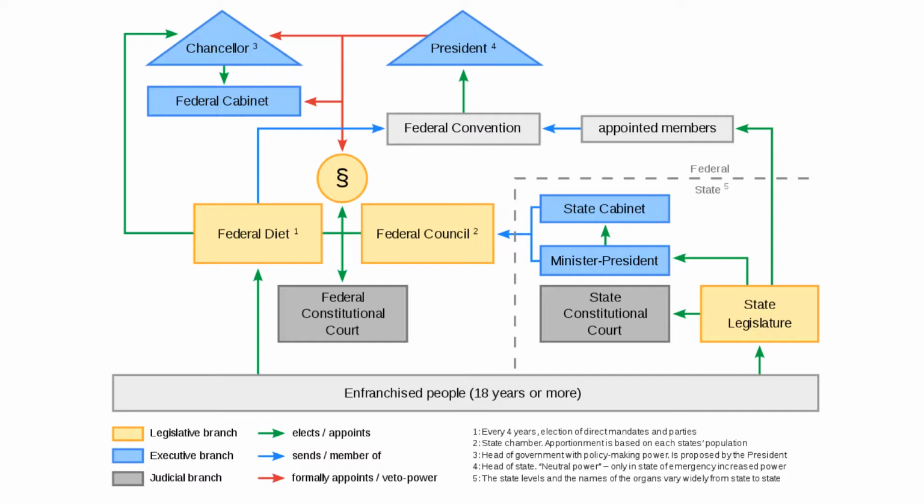Let's look at the German governance map. As you can see, the same bodies exist, but the arrows are all shifted around. German citizens vote for the Bundestag, and in their state elections, just like in the United States. Their head of government, the chancellor, though, is not elected by the people, unlike the United States president. This position is appointed by the Bundestag.